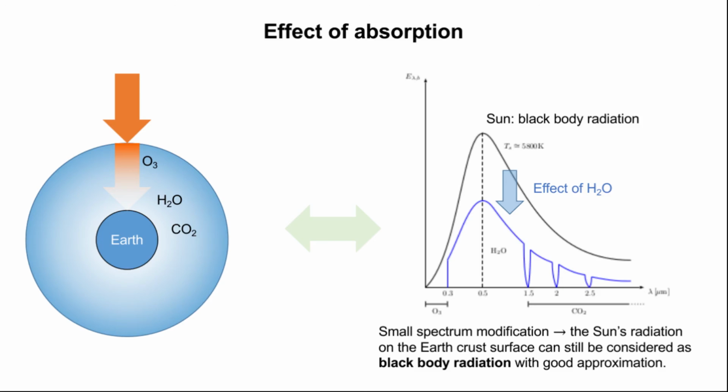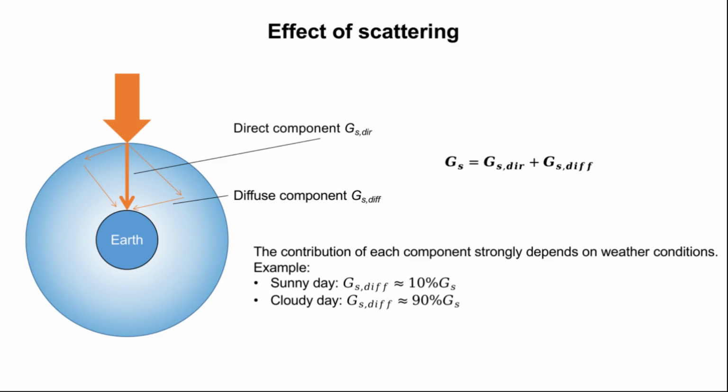However, the radiation spectrum is only slightly modified, so the Sun's radiation on the Earth crust surface can still be considered, with good approximation, as black body radiation. Radiation is also scattered along its path through the atmosphere.